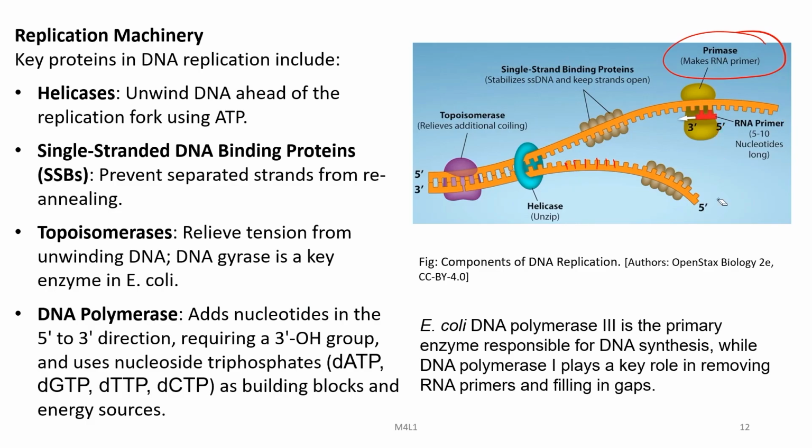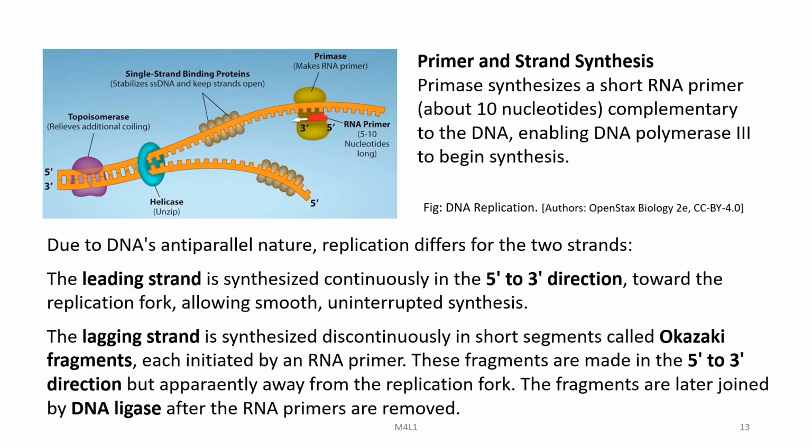It requires an RNA primer from where it will start the addition of the nucleotides one by one. This RNA primer is synthesized by an enzyme called primase. Primase synthesizes a short RNA primer, about 10 nucleotides, which is complementary to the DNA portion to which it binds, enabling DNA polymerase III to begin synthesis.